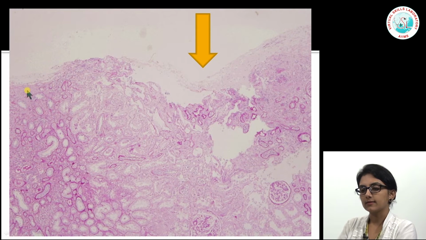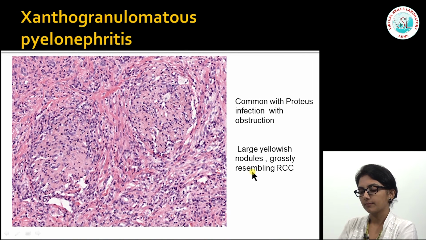And this is a low power view of a patient of chronic pyelonephritis. You can see this dip on the capsular surface, which is really your scar, along with the interstitial fibrosis and tubular atrophy. And this scarring extended deep from the cortex to the medulla to overlie the pelvicalyceal system.